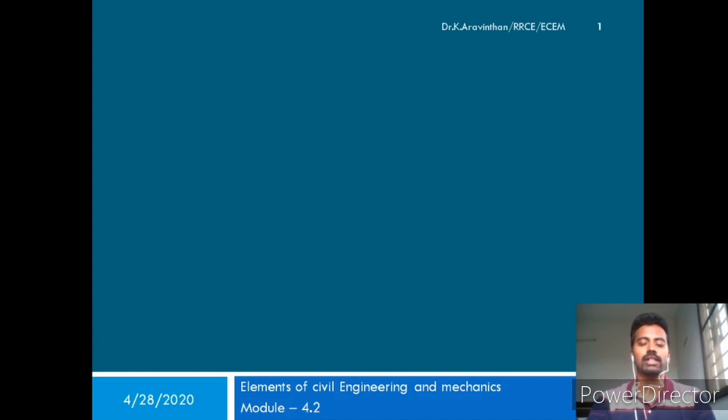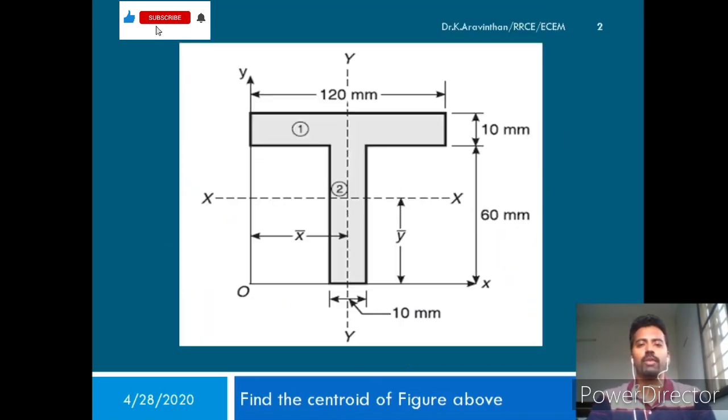Now we will be discussing further concepts in order to better understand the centroid. Let us move into the topic. So right now we will be discussing a numerical problem. Here a T section is given.